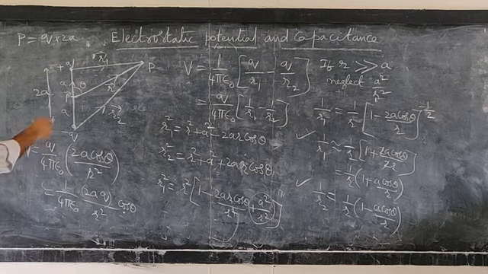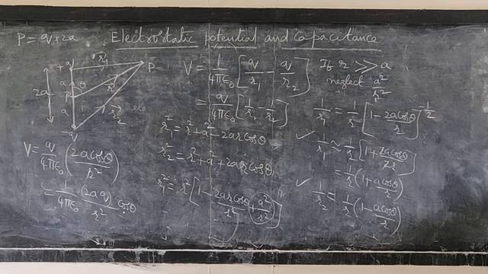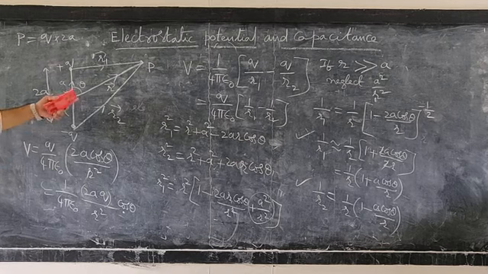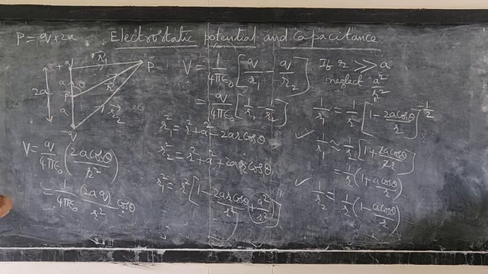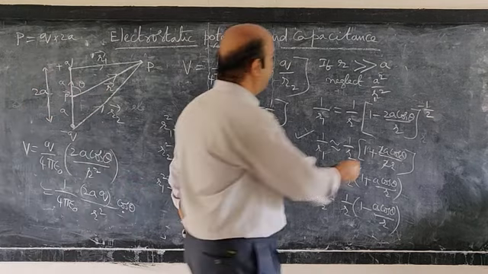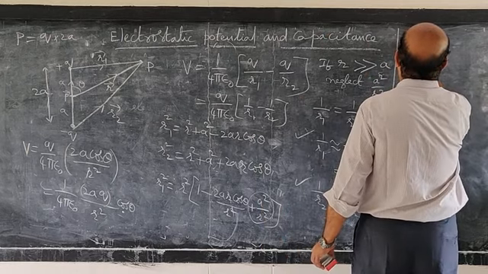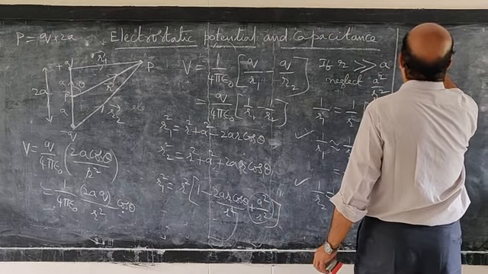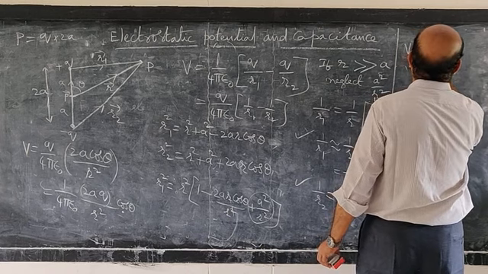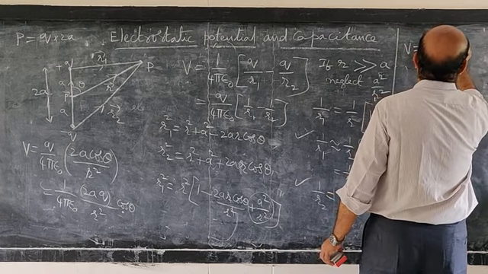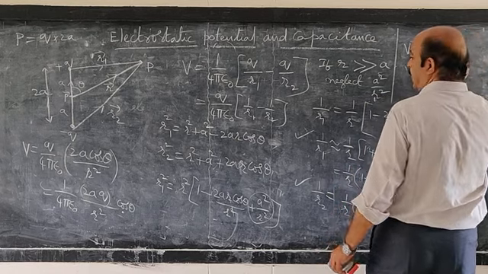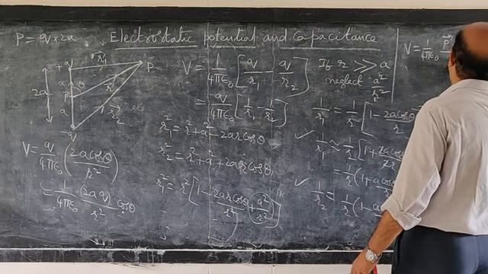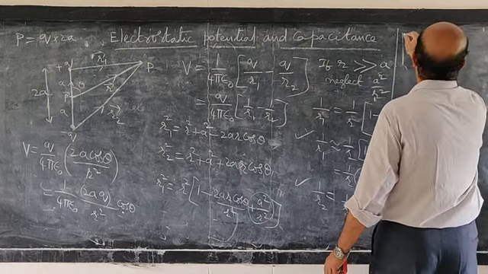And if you take R cap as the unit vector in the direction of R bar, this formula can be written as a dot product. Therefore, V can be written as 1 by 4 pi epsilon naught, dipole moment P dot R cap, the unit vector in the direction of the position vector, by R square. Now, this is the formula.